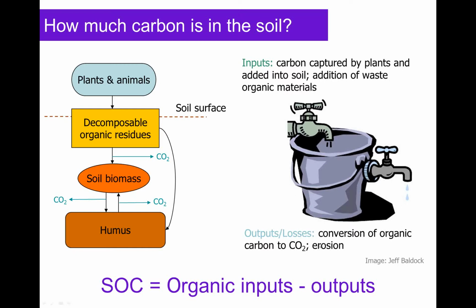And the balance of these, what's the input and what's the output, is the organic carbon level at any time in the soil. I think Zeb Baldock had a bucket scenario: the water level in the soil depends on how much water is coming in from the top tap and how much is going out from the bottom tap. That's very similar to how much carbon we put in there and how much carbon is taken out.